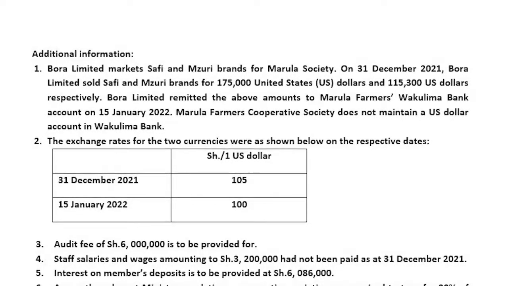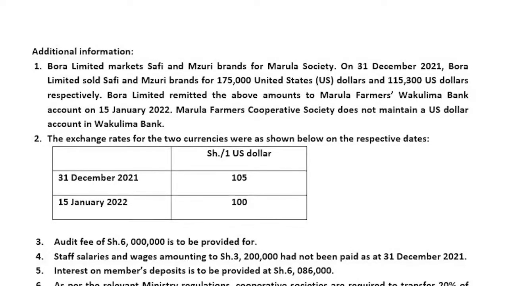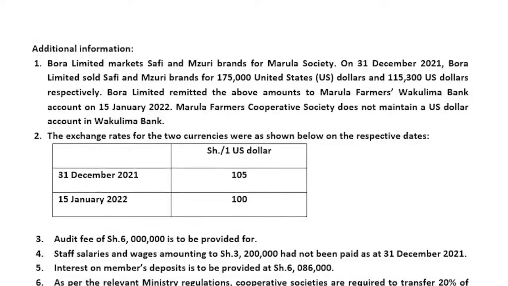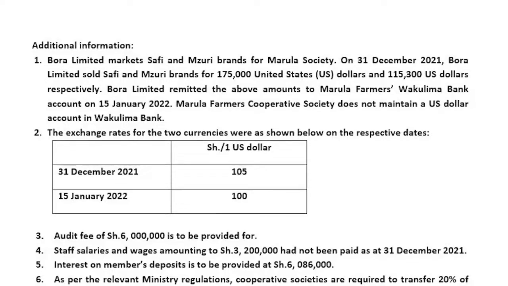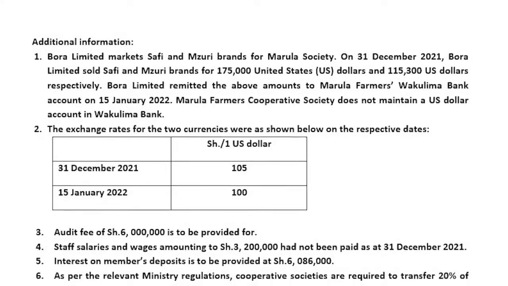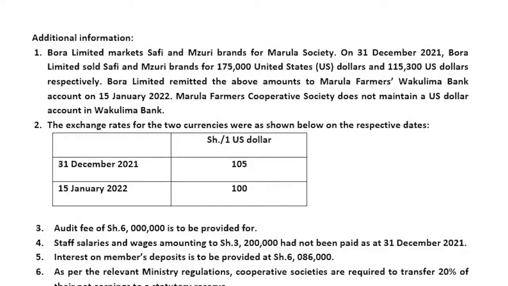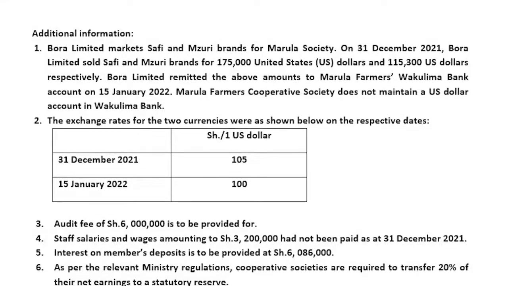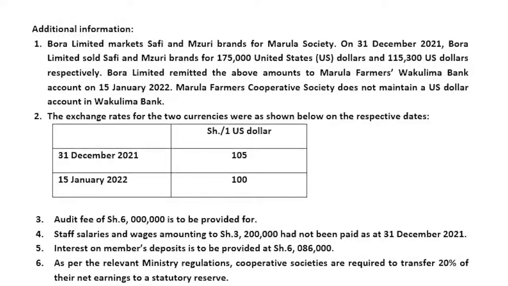But because you're given the sales in US dollars and the other figures are given in shillings, we have to translate those particular sales into Kenyan shillings, and we're going to translate them using the exchange rate which was existing at the date the money was sent. I hope you can see we are told the money was remitted to the bank account of Marura Farmers Cooperative Society on 15th. So that is the exchange rate we are going to use.